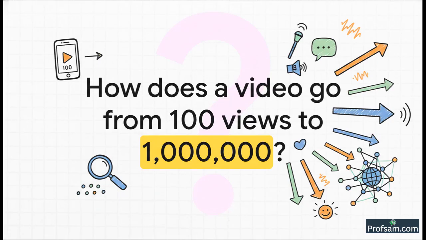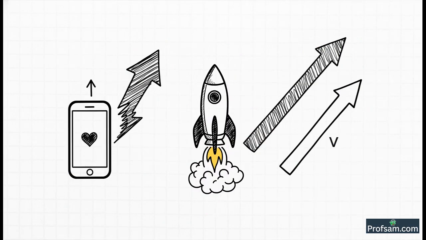So think about this for a second. You're scrolling through YouTube Shorts or Instagram Reels, and you see a video that just explodes. One day it has a few hundred views, the next day it's literally everywhere. How on earth does that happen? Well, it gets a massive boost, right? The algorithm picks it up and scales it.